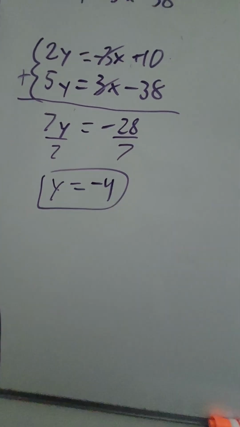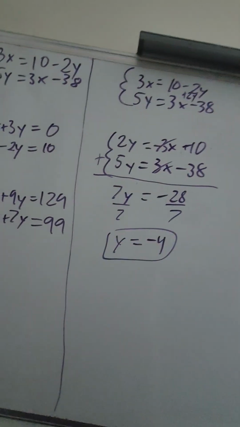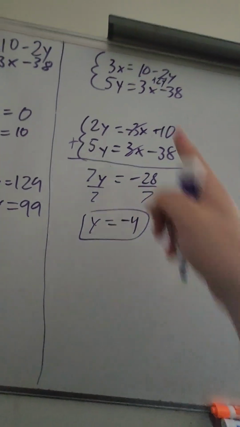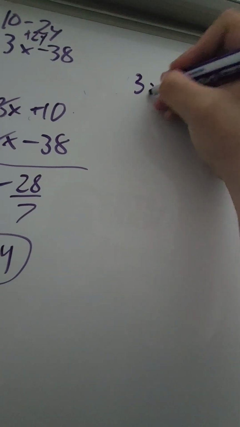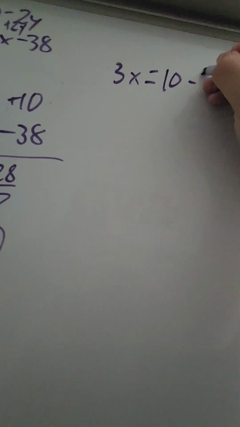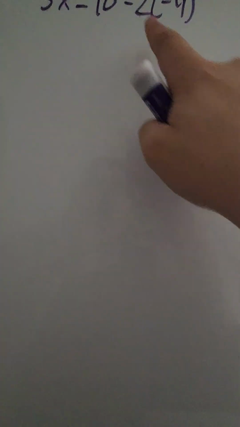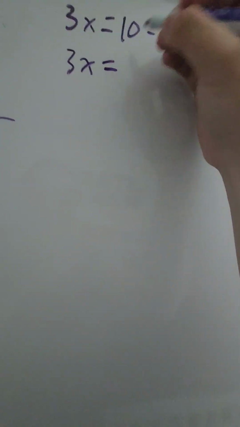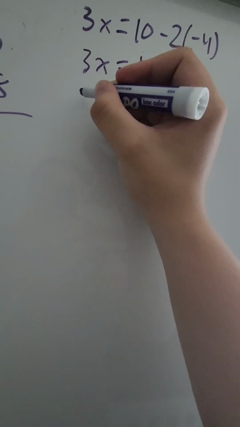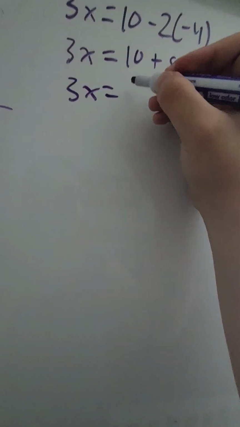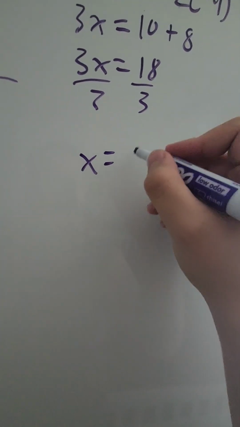So that's y. To get x, now that we have y, we can go back to the original equation and plug in what y is. I'm going to use the top one. So we plug in y: 3x is equal to 10 minus 2 times y, and our y is negative 4. Then we solve for x. 3x is equal to 10, this would be a positive 8. Combining that, 3x is equal to 18. We divide by 3, so we see that x is equal to 6.